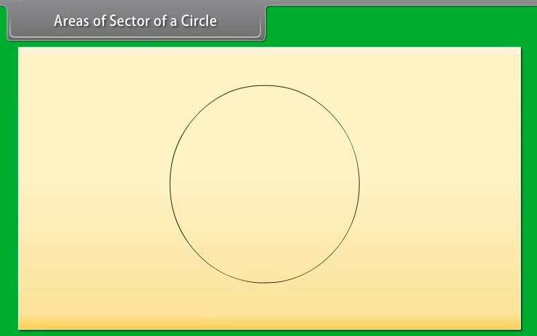Areas of sector of a circle. There are two main slices of a circle. The pizza slice is called a sector, and the slice made by a chord is called a segment.